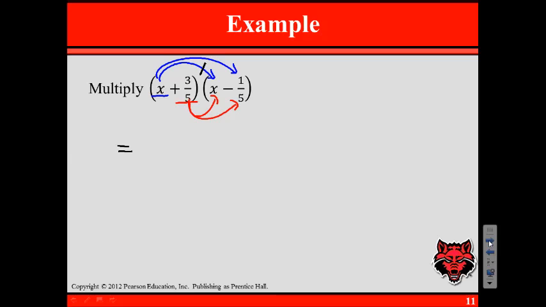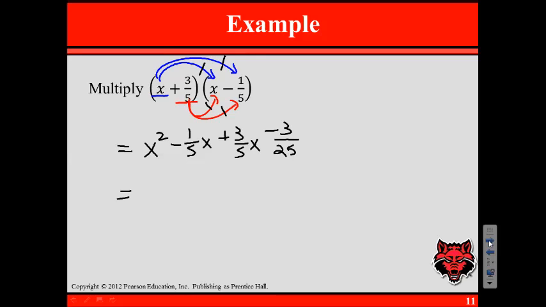The first product, x times x, is x squared. The second product, x times negative 1/5, is negative 1/5 x. The third product, 3/5 times x, is 3/5 x. And the last product, 3/5 times negative 1/5, is negative 3 over 25. Remember, you multiply numerators and denominators when you have two fractions.